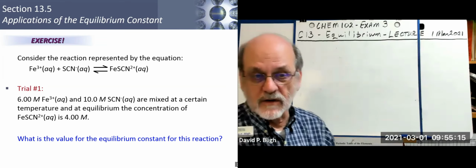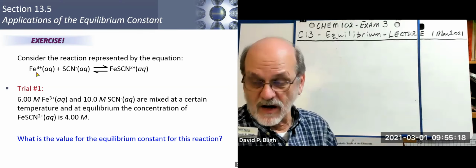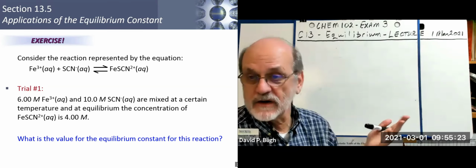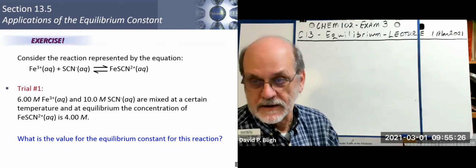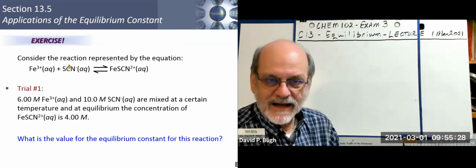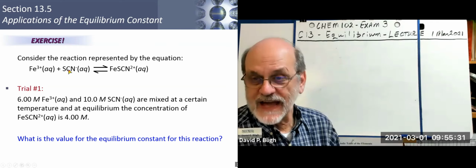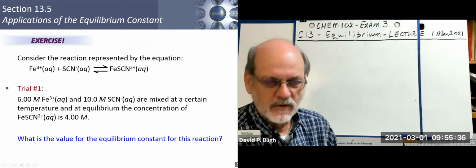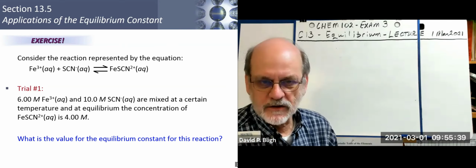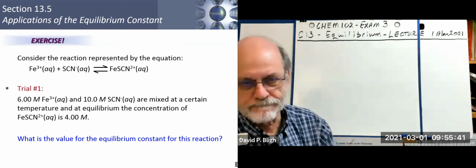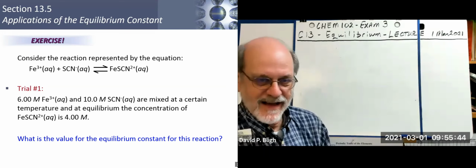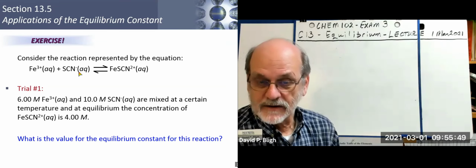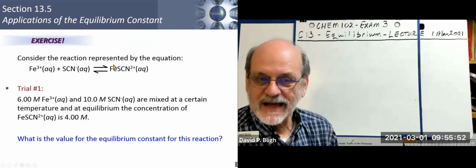Here's a reaction where we react iron 3+ ion, probably iron 3 nitrate would be a good choice, or iron 3 chloride would go into solution. And then thiocyanate ion, that's one of those polyatomics that you didn't have to memorize, but hopefully you studied in that chart from last semester. And we put them together in solution and they react to form this complex ion.